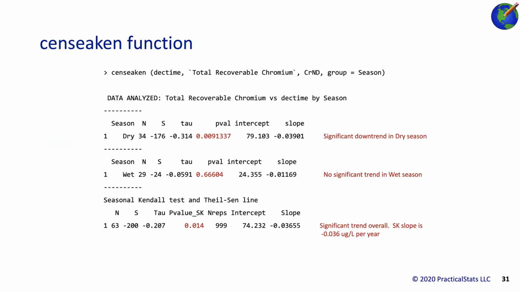The groups are seasons, the dry season and wet season. When the trend test is run on just the dry season data, we get a downslope of minus 0.03, or basically 0.04, and a p-value of 0.009. So that is significant, a pretty small number. In the wet season, there is not a significant trend. So that can be important in your interpretation of this. And then it puts all these together into an overall test with a p-value of 0.014. So a significant trend overall, although that really is occurring in the dry season.